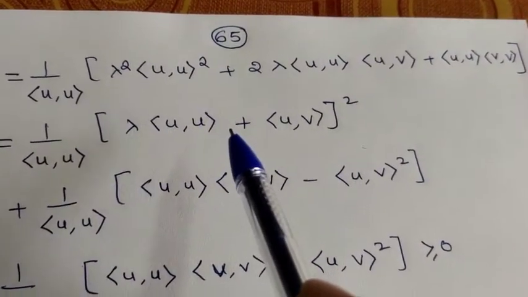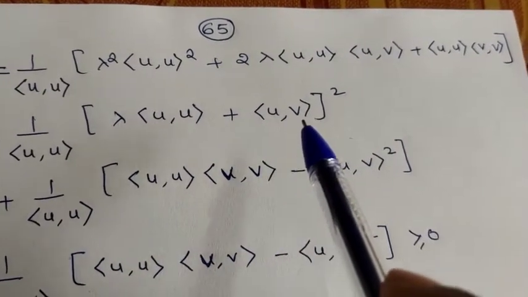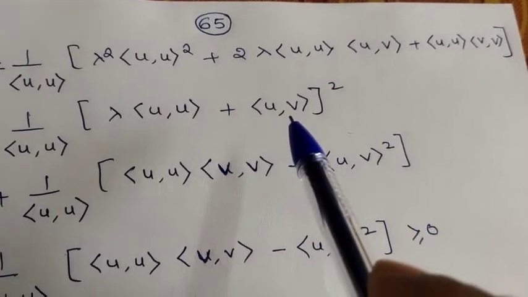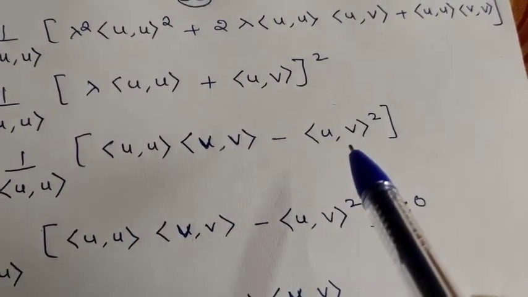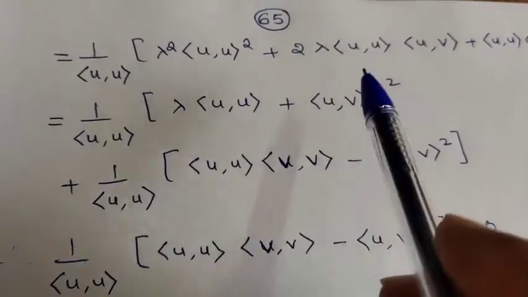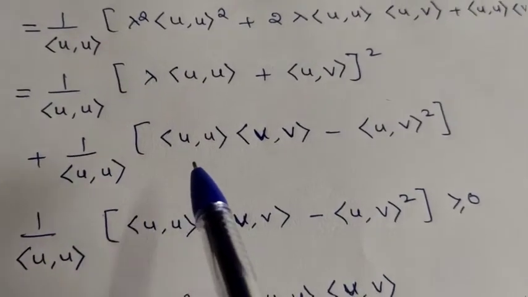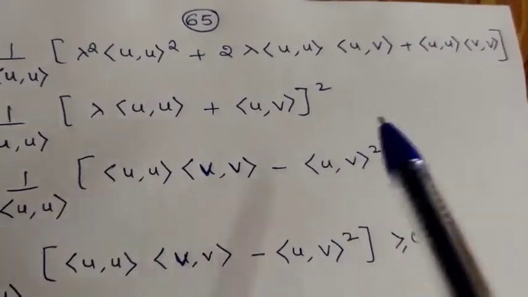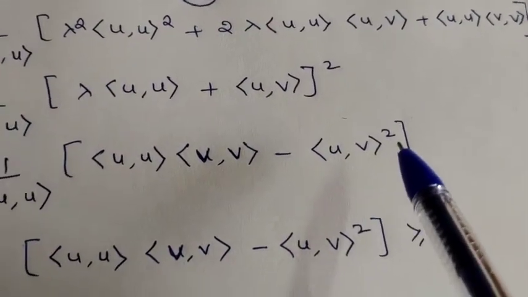This becomes what? Lambda square into u comma u square plus 2 lambda times u comma u into u comma v, and the third term is u comma v whole square, that I subtracted here, minus u comma v whole square. Okay, so I will split the above term into two terms, like plus 1 over u comma u into u comma u v comma v, this is already there, minus the term u comma v whole square.